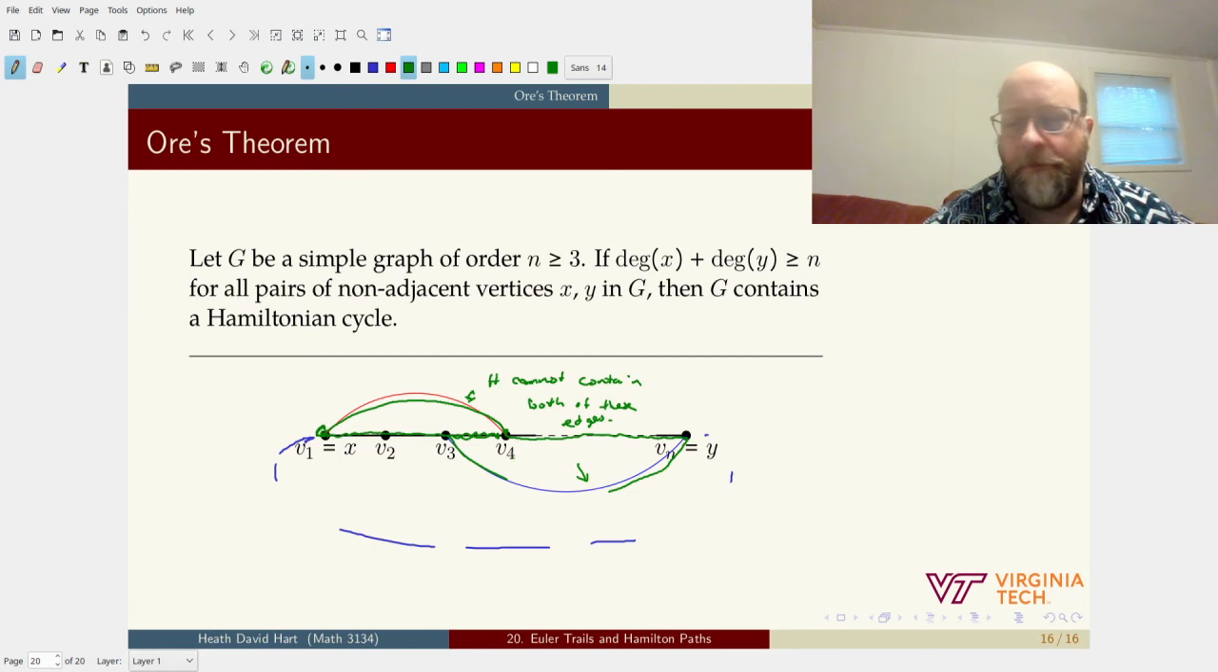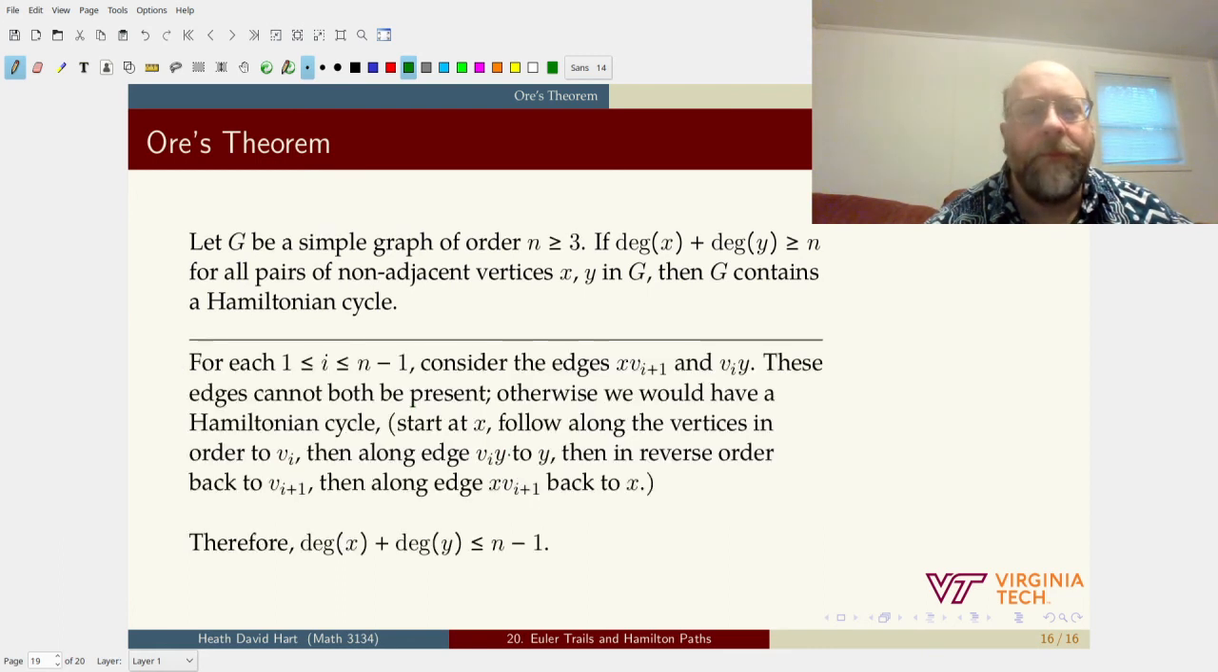So let me back up now to the text here. What we're looking at is we're considering this pair of edges from x to vi plus 1 and from vi over to y. Those were those red and blue edges that we drew over here. These edges cannot both be present, otherwise we would have a Hamiltonian cycle. We start at x, go up to vi, then we skip around to y, and then back up to vi plus 1, and then take this edge back to x.